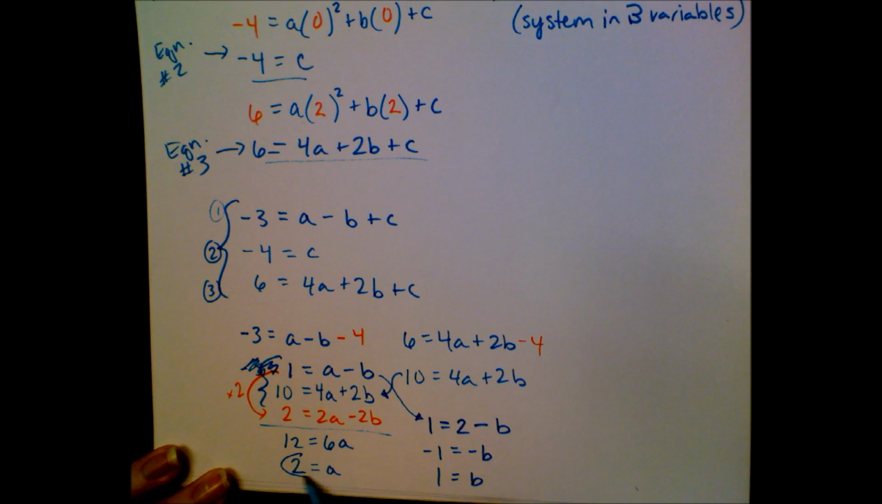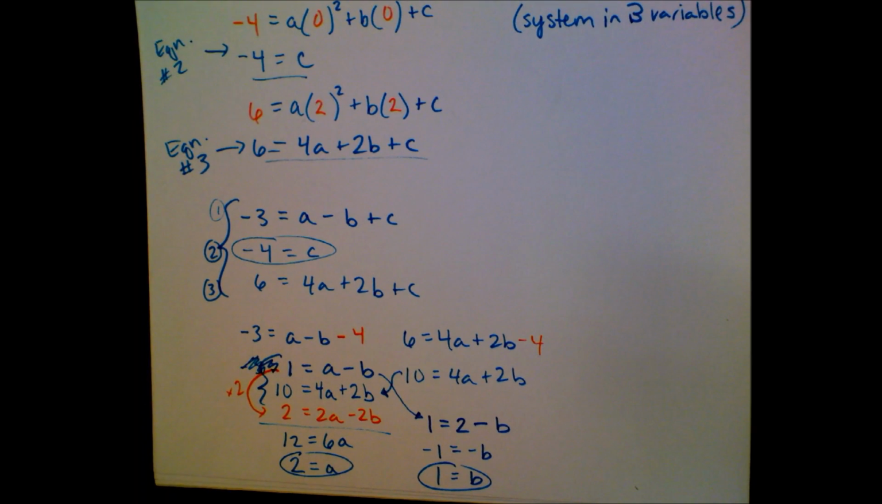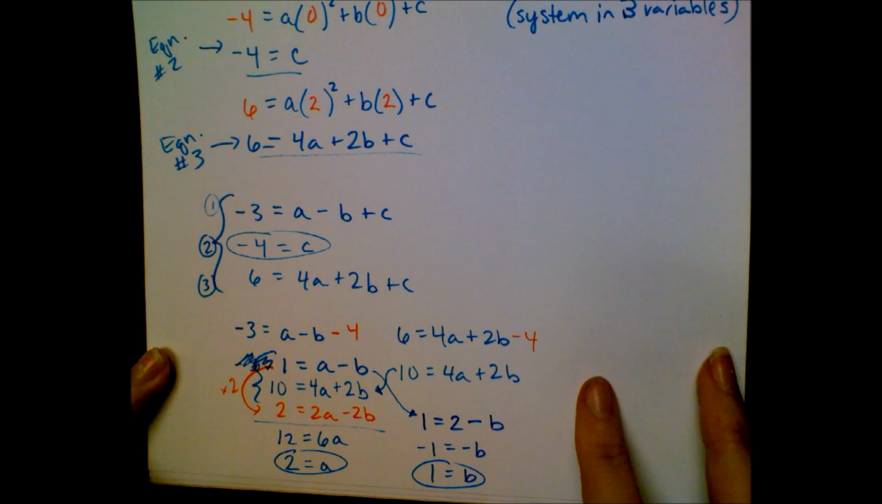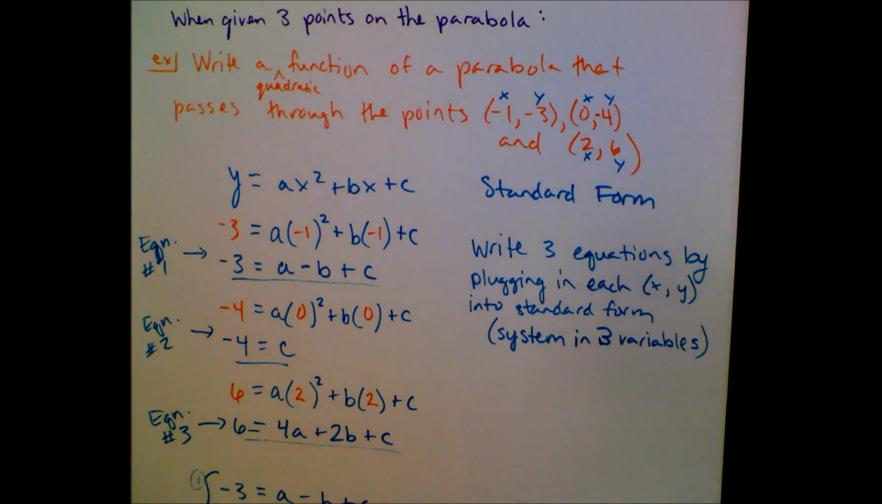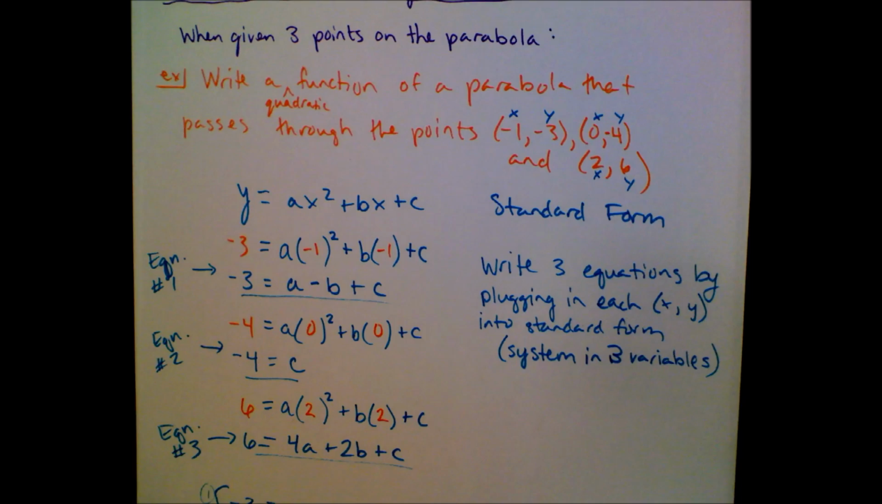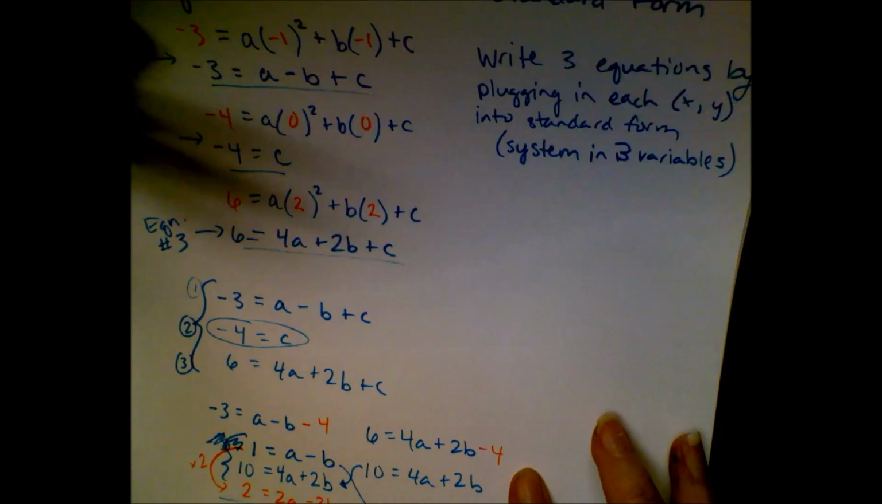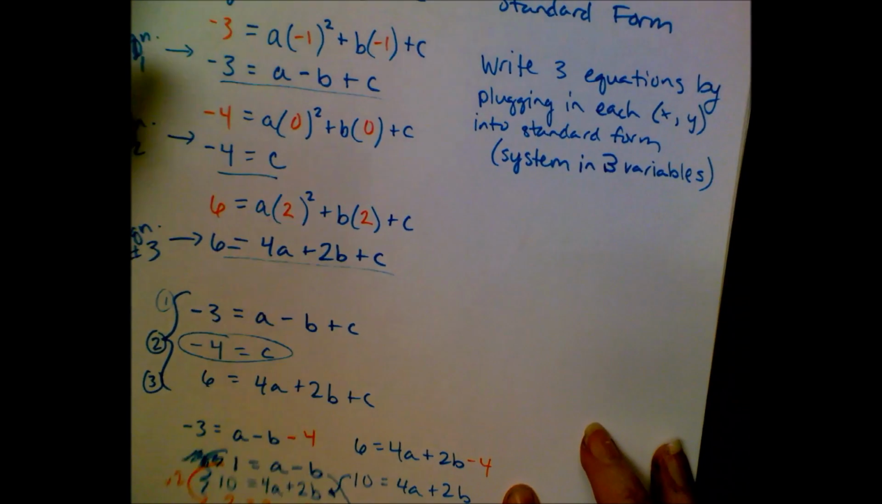Alright, I have A, I have B, and I had C. I've had C for a while. So remember, I'm going to go back up here. The goal of the problem was to write a function of a parabola that goes through these 3 points. So I don't have a function of a parabola yet, but I got what A, B, and C should be so that I have a parabola going through those 3 points.